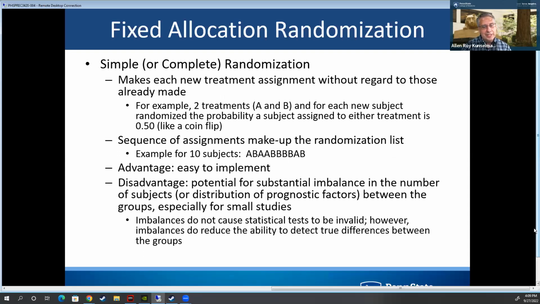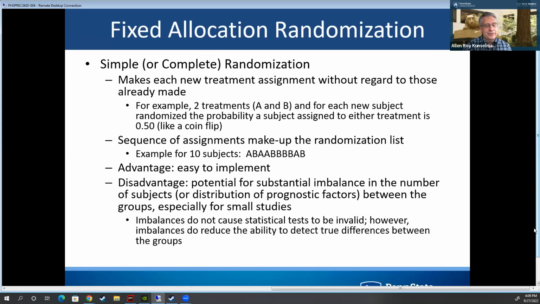So the randomization list is basically a list of A's and B's for 10 subjects. For example, if you were to flip a coin, heads is treatment A, tails is treatment B. You flip it the first time, you get a head, so that first person gets A. The second coin flip for the second patient might come up tails, so it gets B. Like I said, it doesn't think about prior randomizations. Each one is unique, A or B, 50-50.